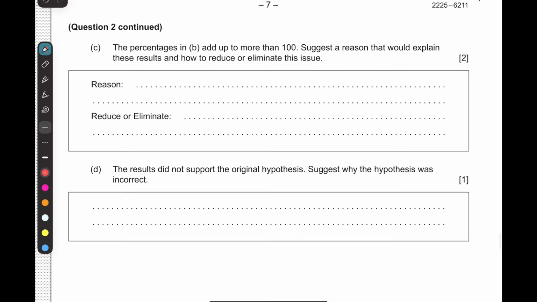Next, the percentages in B add up to more than 100. Suggest a reason that would explain these results and how to reduce or eliminate this issue. So it can be more than 100 only when we have overestimated something.